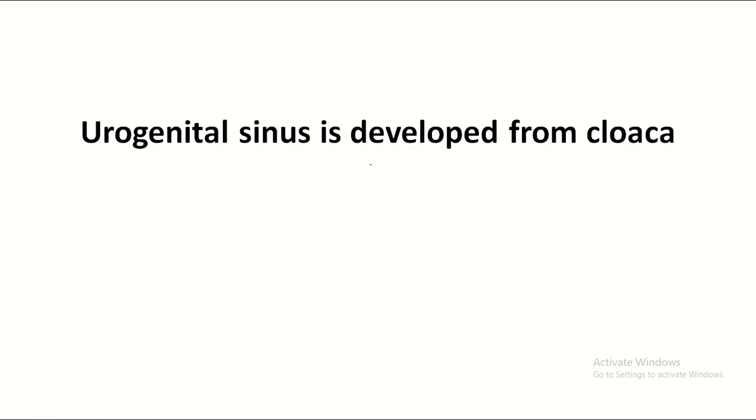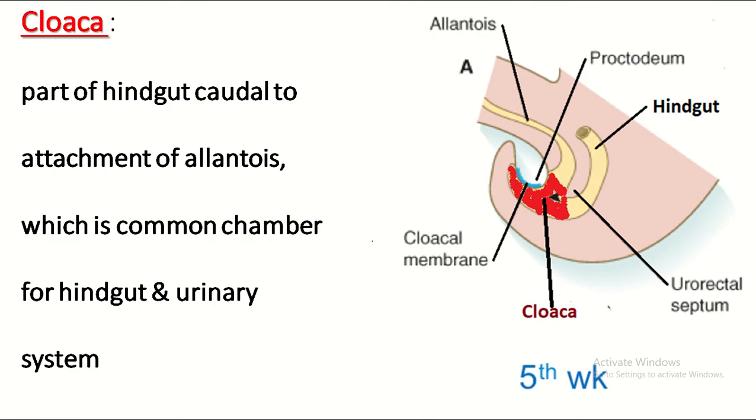The urogenital sinus is developed from the cloaca. Now, what is the cloaca? The cloaca is the part of the hindgut caudal to the attachment of the allantois. So, this is the allantois. Caudal to the attachment, the portion of the hindgut is known as the cloaca.